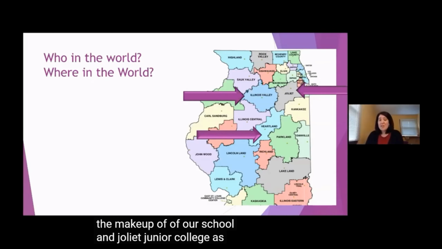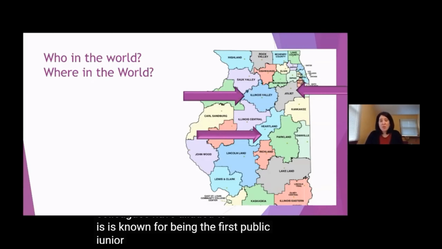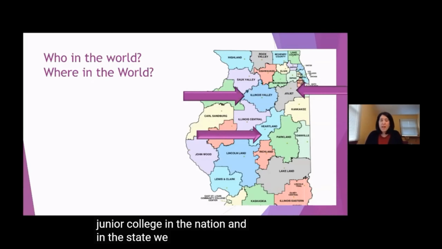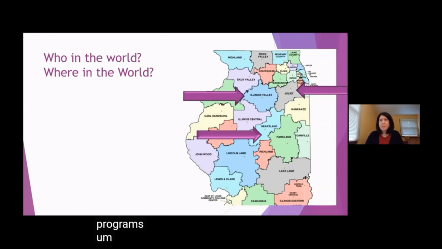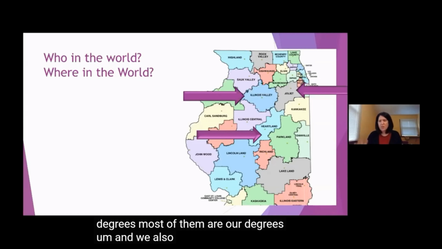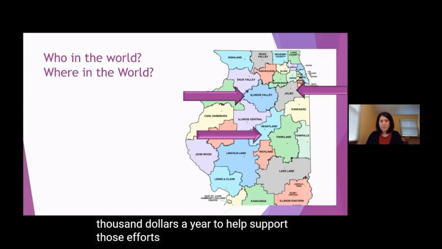And Joliet Junior College, as my colleagues have alluded to, is known for being the first public junior college in the nation and in the state. We have about 24 feeder high schools and two career centers in our district. We serve about 30,000 students between credit and non-credit. We also have about 55 career tech programs, and that's inclusive of certificates and degrees. Most of them are degrees. And we also, for Perkins, have somewhere between $500,000 and $600,000 a year to help support those efforts.